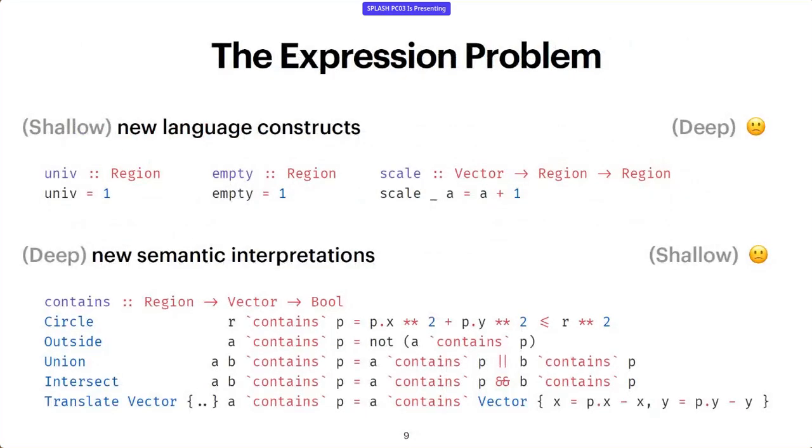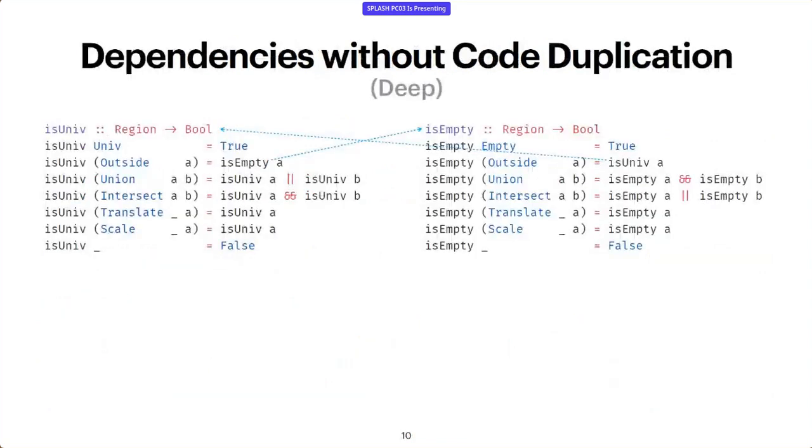Although this problem is well known and many modern embeddings like tagless final and polymorphic embeddings have addressed it, they have a significant difficulty when handling dependencies. What's a dependency? Let's take an example like isUniv and isEmpty. When you write domain-specific optimizations, you may want to check if a region is universal. Then you can just simplify it into a single univ constructor, right?